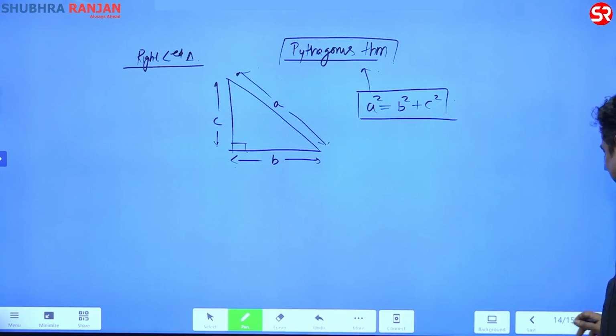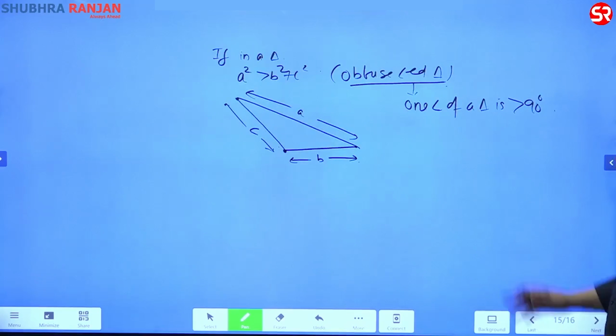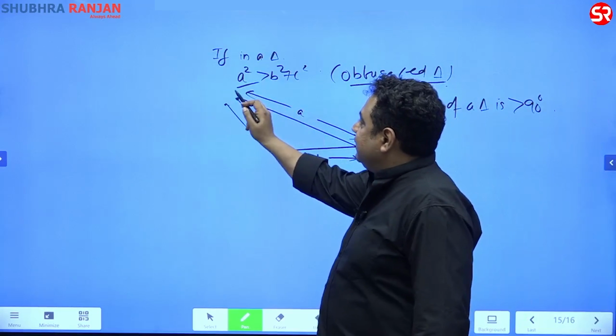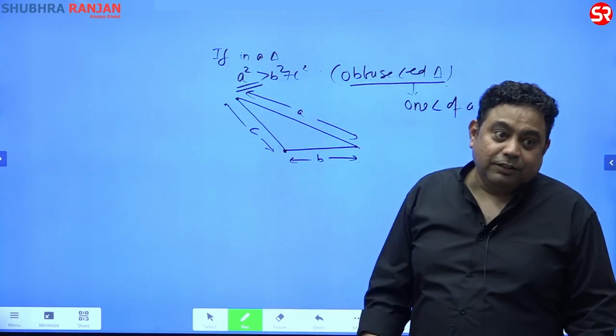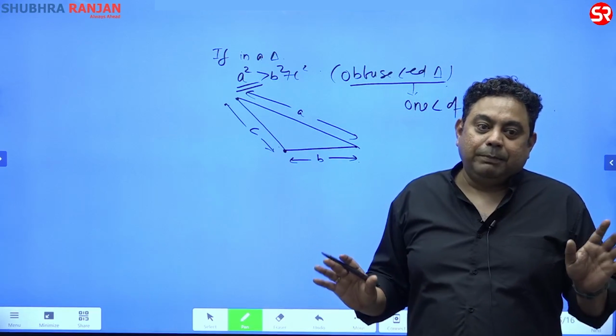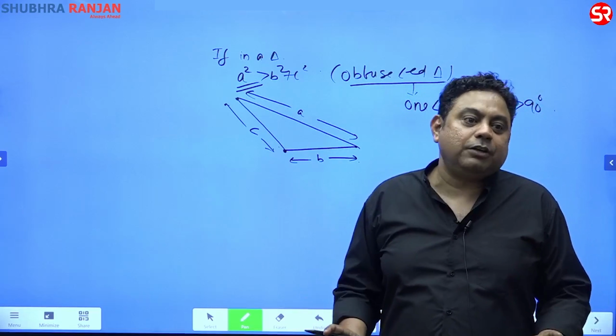So this is your obtuse angle triangle, right? Similarly, important, A is the largest side, guys. This is important. Pick up the largest side first. Pick up the largest side first, then you talk about it, all right?